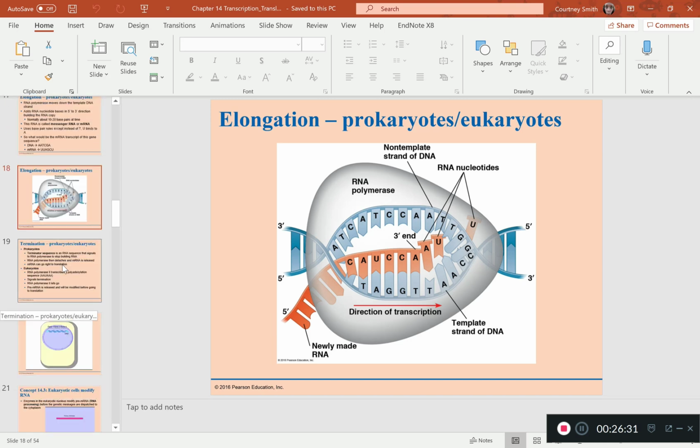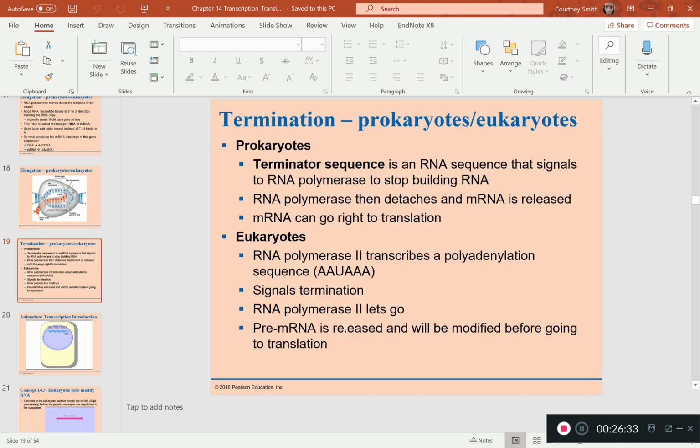What's going to happen though, in terms of termination, eventually it's going to get a signal to stop, and that signal is going to be something called a stop codon.